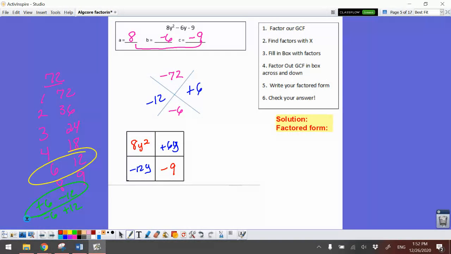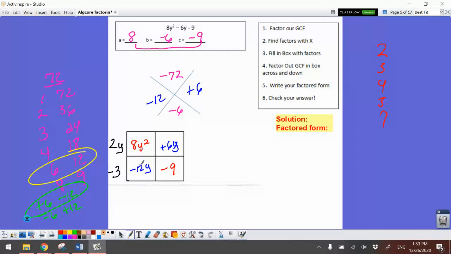Okay, so GCF. Now let's think about 12 and 9. I know I can take out a 3. And notice how they're both negative. So I need to take out a negative 3. Okay, I can divide them both by negatives. And then an 8 and a 6, I can take out a 2. And I can also take out a y.